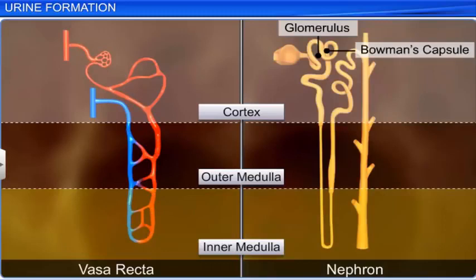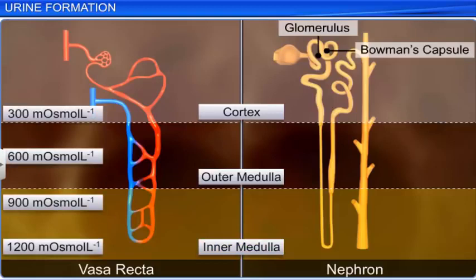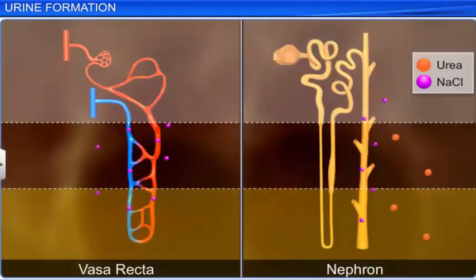The countercurrent, along with the proximity of Henle's loop to the vasa recta, maintains an increasing osmolarity in the inner medullary interstitium. The difference in osmolarity between the cortex and the medulla is pronounced, as the osmolarity in the cortex is 300 milliosmoles per liter, while it is as high as 1200 milliosmoles per liter in the inner medulla. This difference in osmolarity is caused by the difference in the concentration of urea and sodium chloride.